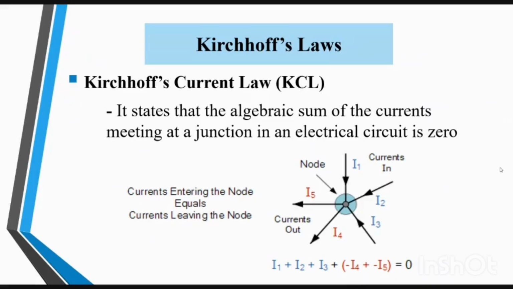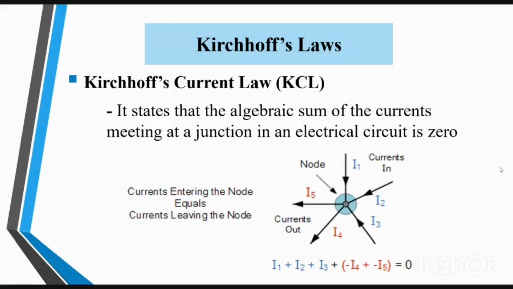Kirchhoff's law. Kirchhoff gave two laws to solve complex electric circuits, namely Kirchhoff's current law, that is KCL, and Kirchhoff's voltage law, that is KVL. These laws enable us to calculate the current flowing in various branches of a network as well as the voltages across various points of the network.